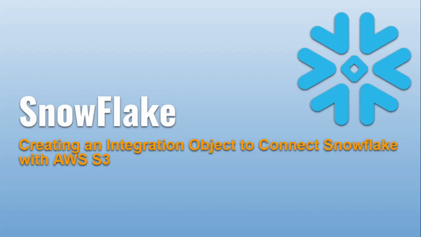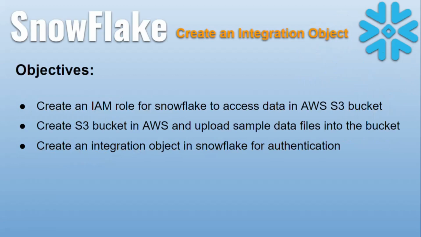Welcome back. In this video, you will learn how to create an integration object to connect Snowflake with the AWS S3 bucket. The process of data ingestion in Snowflake is broken down into different steps. The first step is to create an IAM role in your AWS account so that Snowflake can access the data in the S3 bucket. Next, you have to create a bucket in the AWS and then upload the sample files into the bucket. And in the third step, we will create an integration object for Snowflake and AWS authentication by using the account admin role.